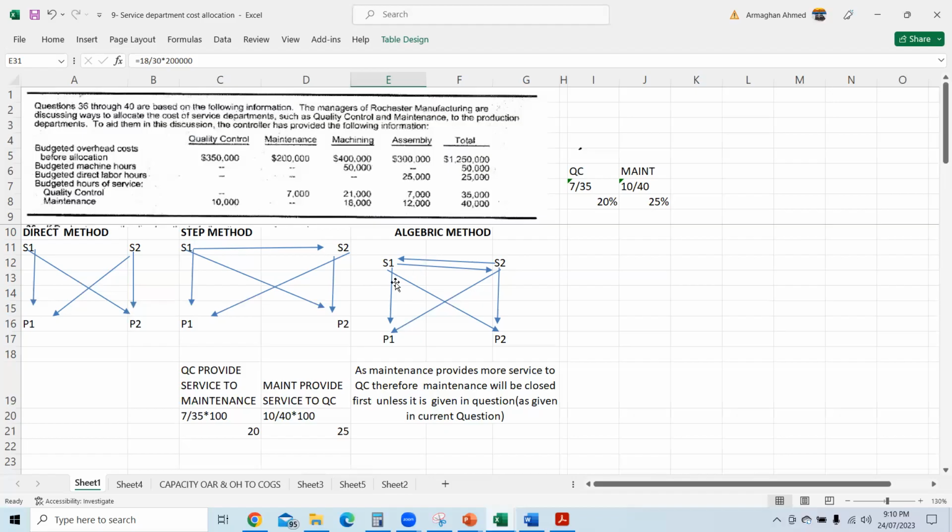So in that, what we will find out first is what cost S2 will provide to S1. We'll find the total cost of S1: its own cost plus how much S2 cost will come to it. That total value we should know first. Its own cost is already there. S1 all cost, let's say the quality control 350 cost. But how much maintenance cost will be coming on quality control, that we will also find out. And then the total quality control cost is what we will be allocating, right?